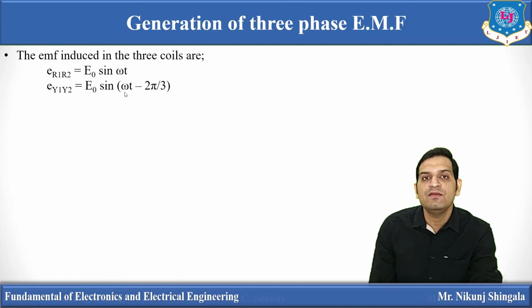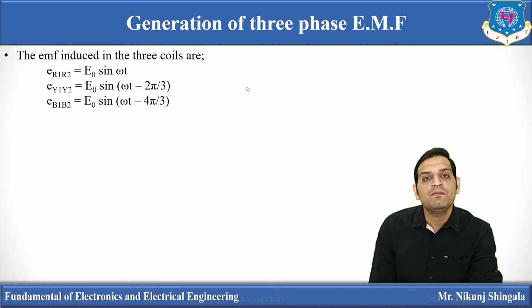omega t minus 2 pi by 3, that is nothing but 120 degree. So both have the same frequency and same magnitude, but E_Y1Y2 will attain its maximum value 120 degree after E_R1R2, and similarly E_B1B2 is equal to E0 sin omega t minus 4 pi by 3. So here you can see E_B1B2 attains its maximum value 240 degree after E_R1R2, or it attains its maximum value 120 degree after E_Y1Y2.